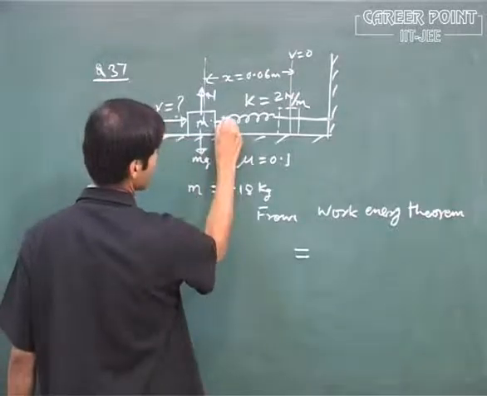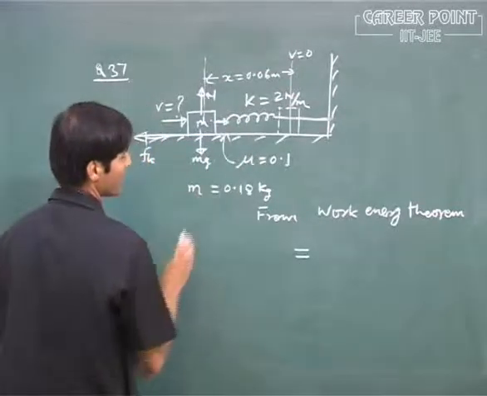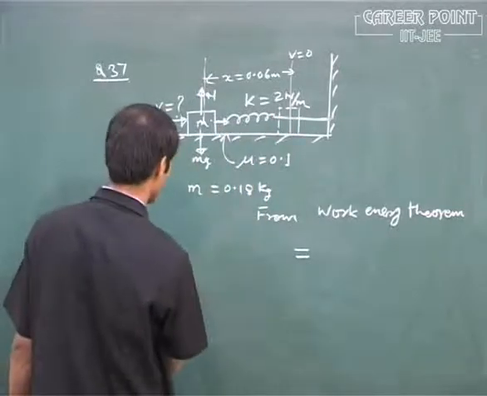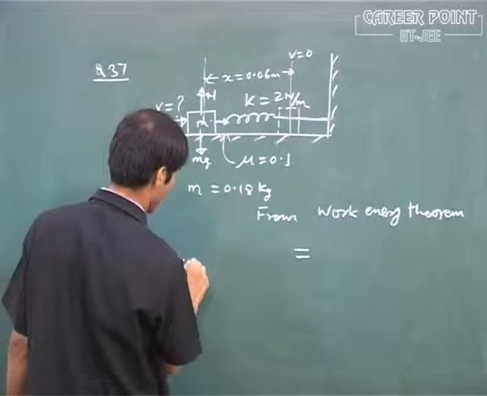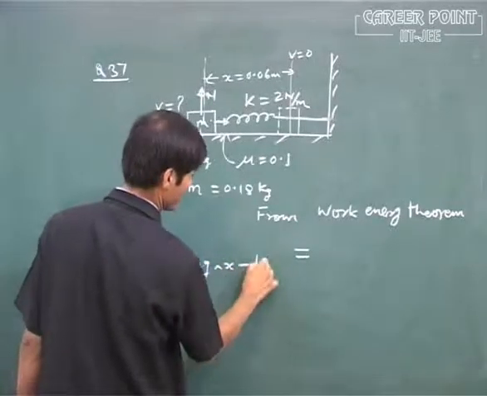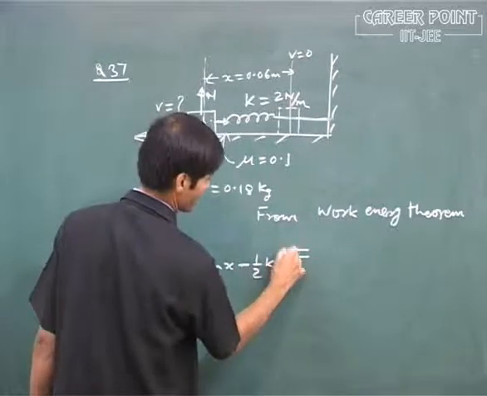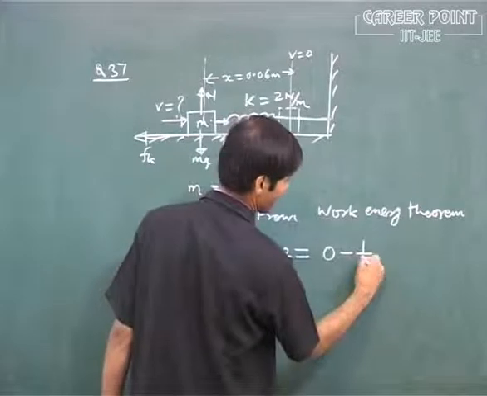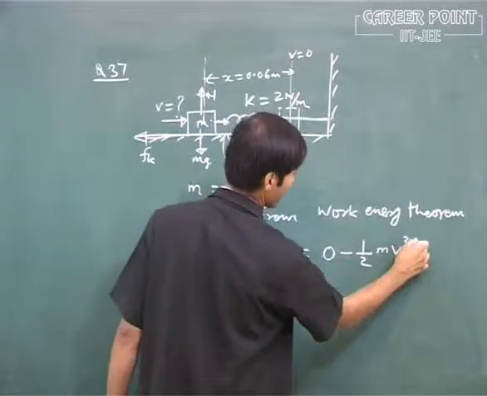Spring force, the work done by spring force will be negative because the spring is compressed. So work done by friction force is minus mu mg into x. Work done by spring force is minus half kx square is equal to final kinetic energy, which is 0, minus initial kinetic energy, which is half m v square.